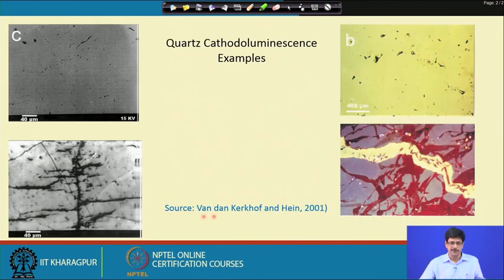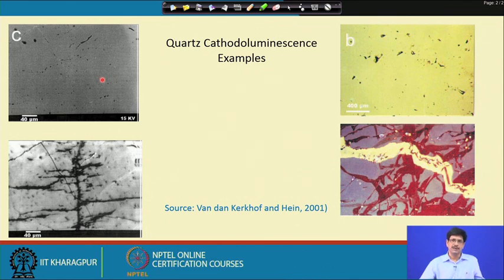Here these pictures are also taken from Vanden Kerkhof and Hein, and you see this is a normal optical image of the host quartz, where inclusions are occurring in such a trail, and cathodoluminescence is very nicely revealing the recrystallized part of the quartz which has a different luminescence than the surrounding, which clearly indicates that they are different generations.